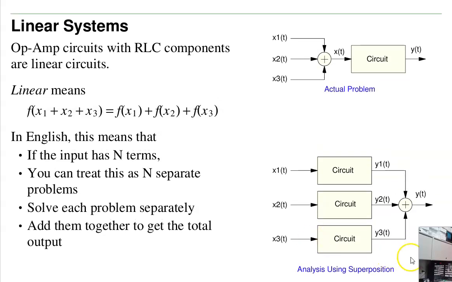Now, the idea behind superposition is to use the property of linearity. If a system is linear, then what that means is f of x1 plus x2 plus x3 is f of x1 plus f of x2 plus f of x3. Now in English what that means is, suppose I've got a circuit like your stereo. I've got three different sine waves coming in. What I could do is, instead of analyzing the sum of those three sine waves, treat it as three separate problems. Analyze how the circuit behaves for the first input, the second input, the third input, add the three outputs together, that's the total output.